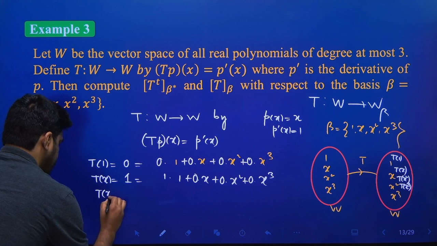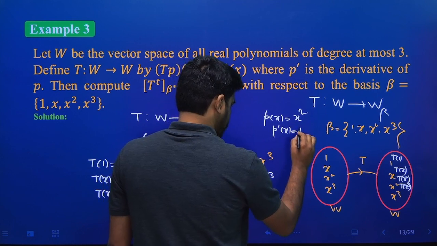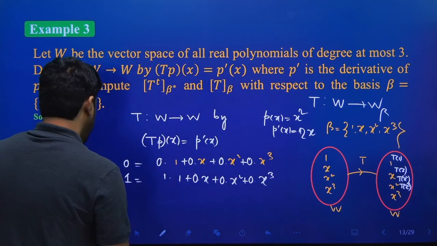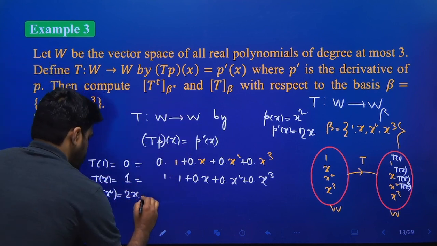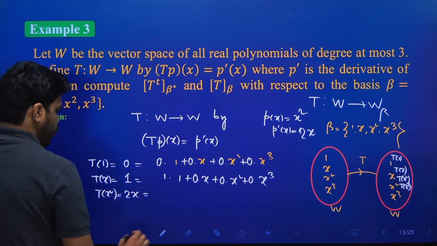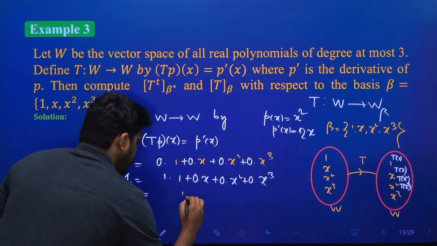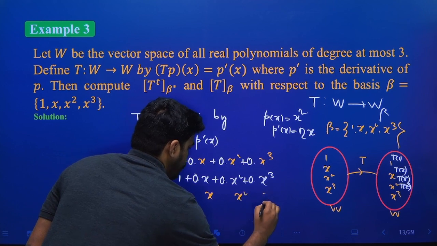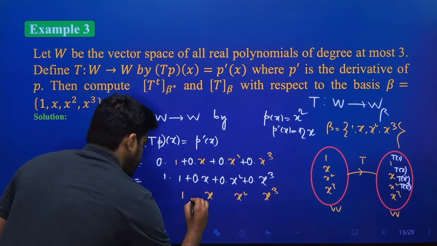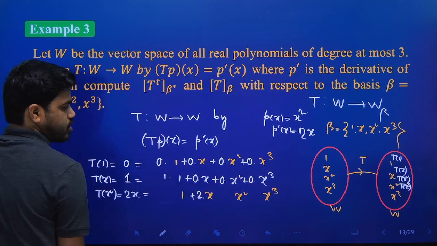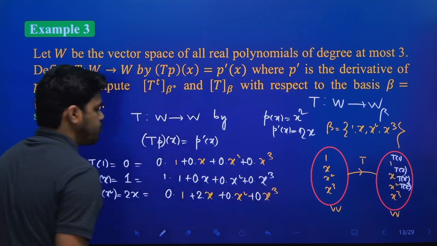Similarly Tx square. What polynomial do we consider? Px is x square, so P dash x will be 2x. Tpx is equal to P dash x. So 2x, right? What is our target? We express it as a linear combination of 1, x, x square, x cube. So this is 2 into x, and all other terms are 0, that means 0 into 1 plus 0 into x square plus 0 into x cube, right?